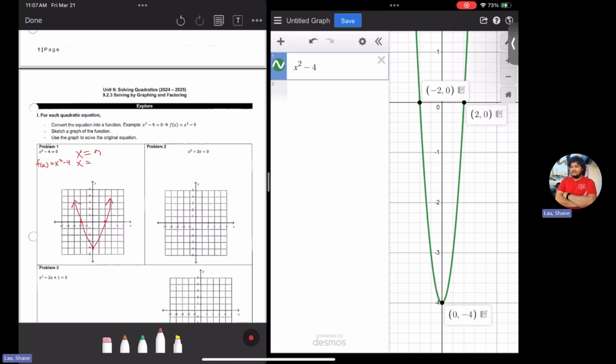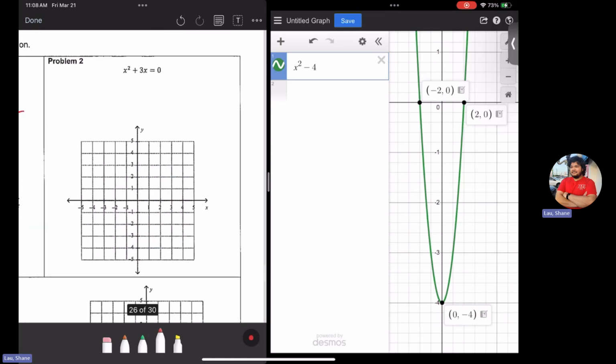So x equals 2 and x equals negative 2, which of course you could have represented as plus or minus 2 as well. Now that one was easy, right? That's an easy one. But the next one is not as easy. So we'll see that in problem 2, it's a little bit trickier. Okay, well, we can go ahead and try it.